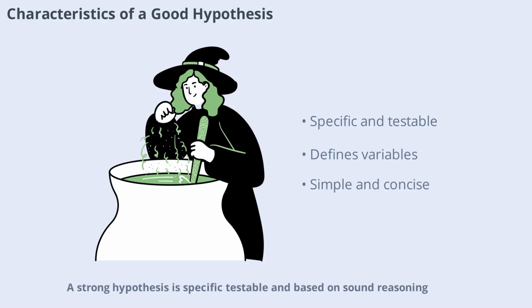A strong hypothesis is specific, testable, and based on sound reasoning. It should clearly define the variables involved and state the expected relationship between them. In medical research, this means specifying the population, intervention, comparison, and outcome. A good hypothesis is also simple and concise, making it easier to design experiments and interpret results. These characteristics ensure that your research stays focused and scientifically valid.